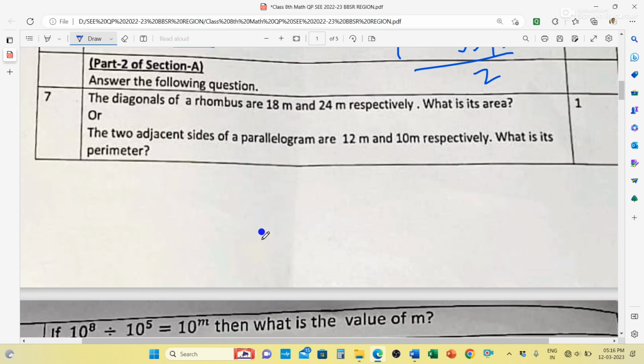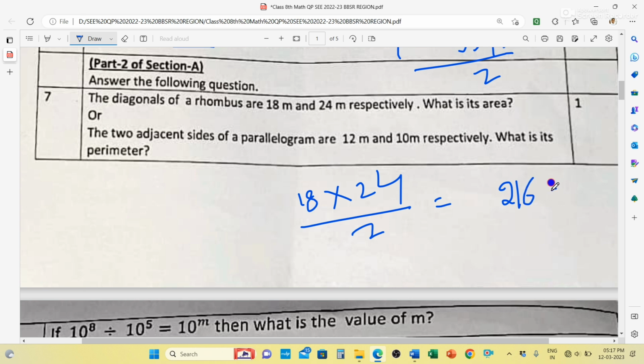What is the formula to find the area of a rhombus if two diagonals are given? The lengths of two diagonals are given. You have to multiply the lengths of both the diagonals and divide by 2. So 18 into 24 by 2, you will get 216. So 216 square meter, because your units are in meter, so area will be in square meter unit.